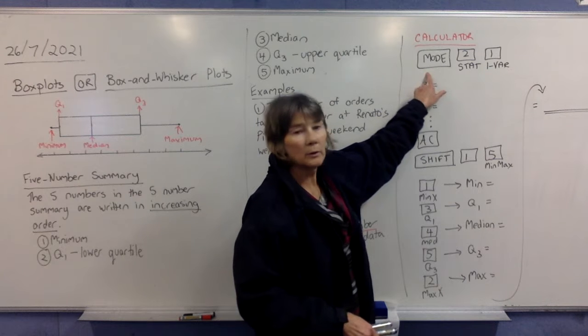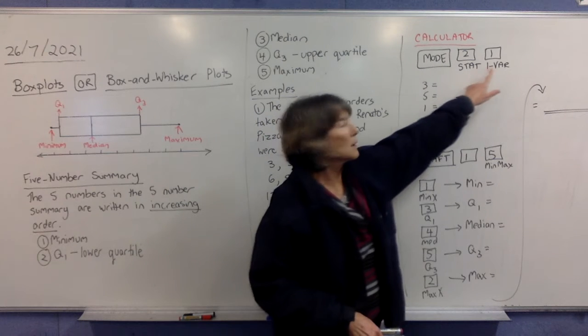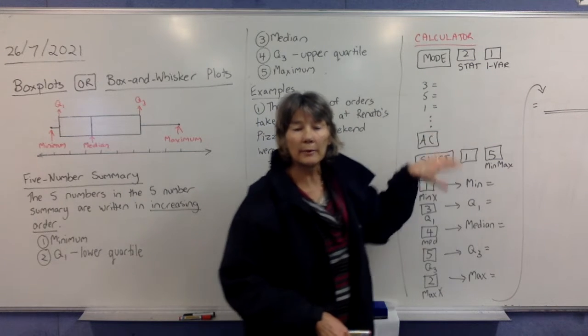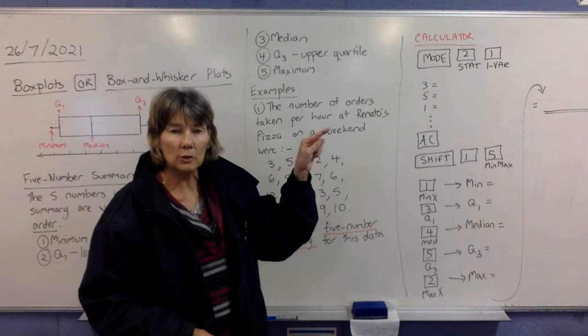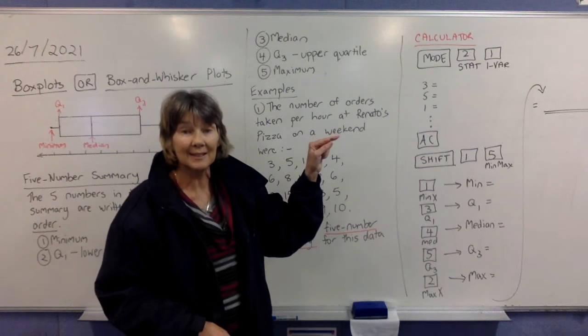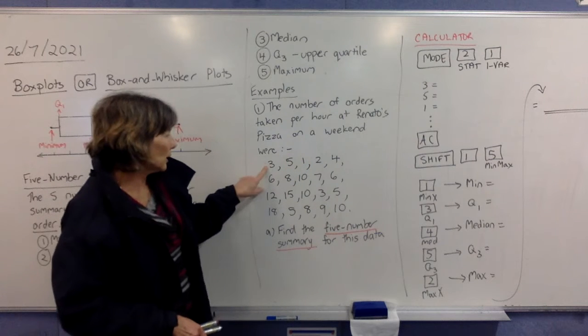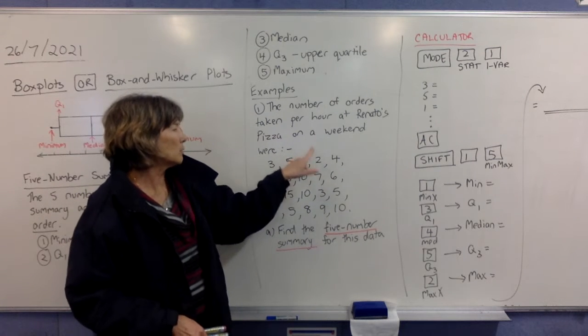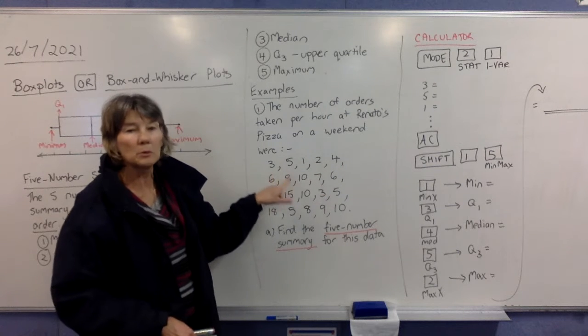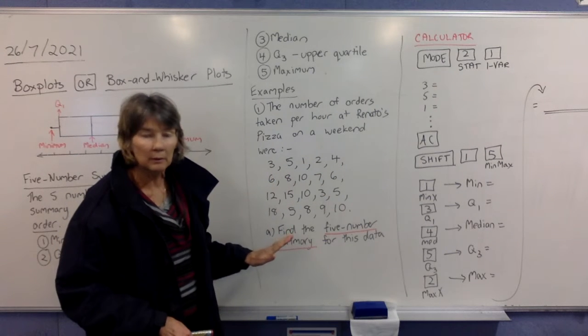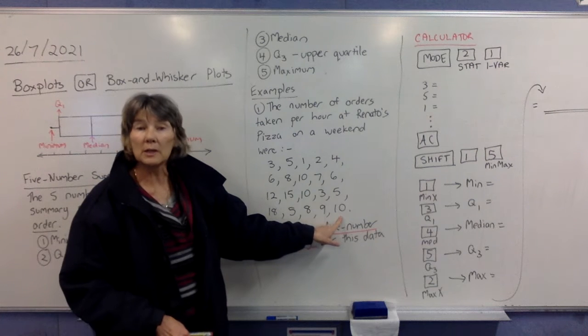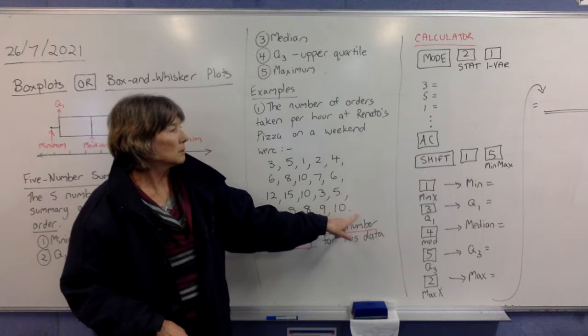So it's mode 2 for statistics, 1 for one variable, and that will put you in statistics mode, and you'll see at the top of your screen, stat, that means you're in it. Then you enter all these scores. So you're doing 3 equals, 5 equals, 1 equals, 2 equals, 4 equals, 6 equals, 8 equals, keep going. At the end you'll finish with this last one, 10 equals.